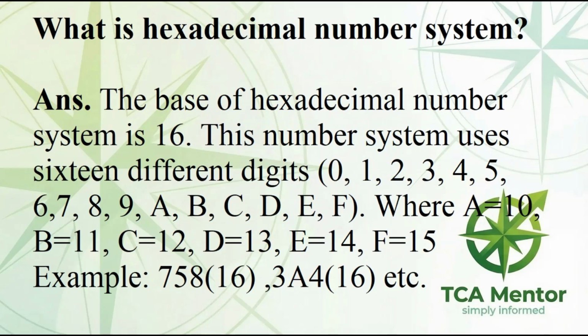What is hexadecimal number system? ANS. The base of hexadecimal number system is 16. This number system uses 16 different digits 0, 1, 2, 3, 4, 5, 6, 7, 8, 9, A, B, C, D, E, F. Where A equals 10, B equals 11, C equals 12, D equals 13, E equals 14, F equals 15. Example, 758 (base 16), 3A4 (base 16), etc.